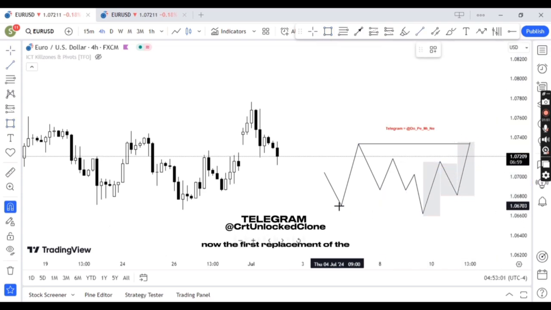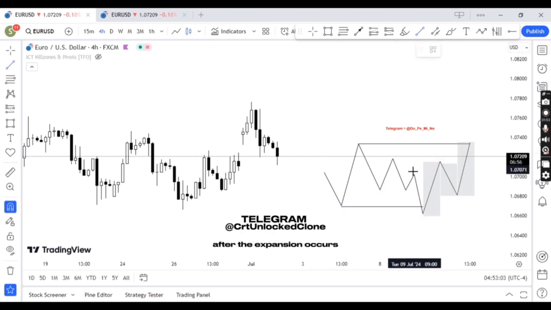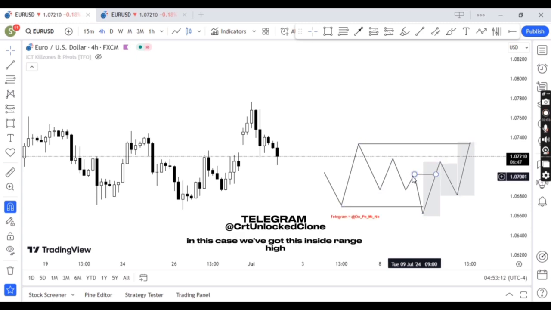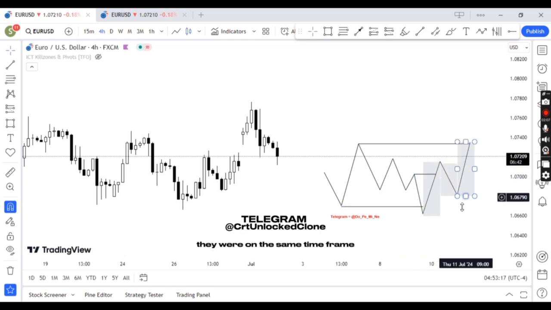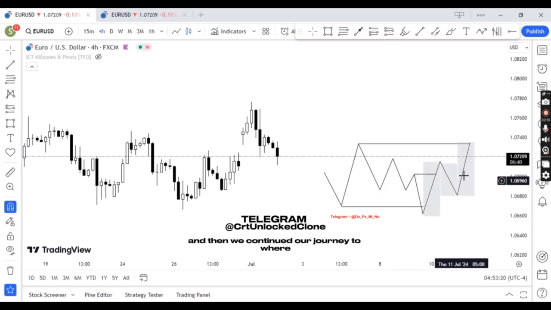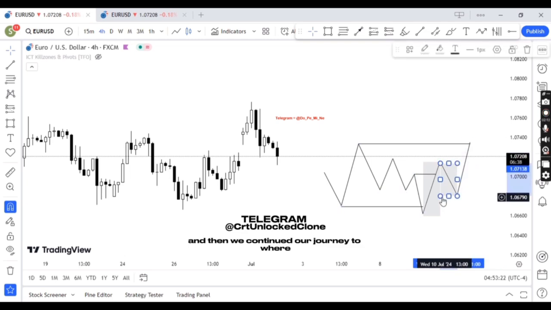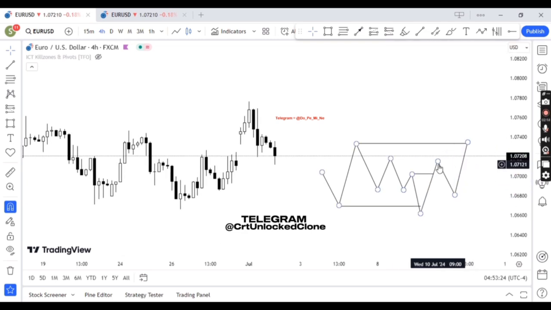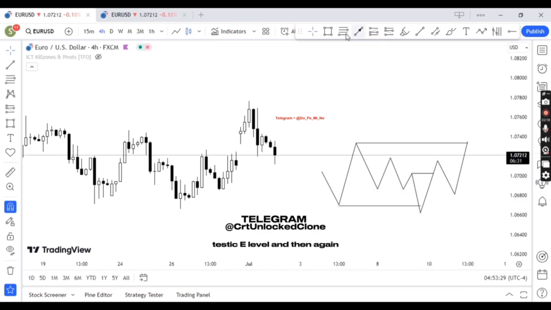Now the first retracement after the expansion occurs when 50% of the range is taken, or an inside range high or low is taken. In this case, we've got this inside range high which was taken, and then after that we had a retracement towards either a key level on the same time frame or a higher time frame, and then we continued our journey toward the opposing end of the range. Price in that retracement profile tested a key level, and then again continued its journey higher and reached the opposite end of the range.